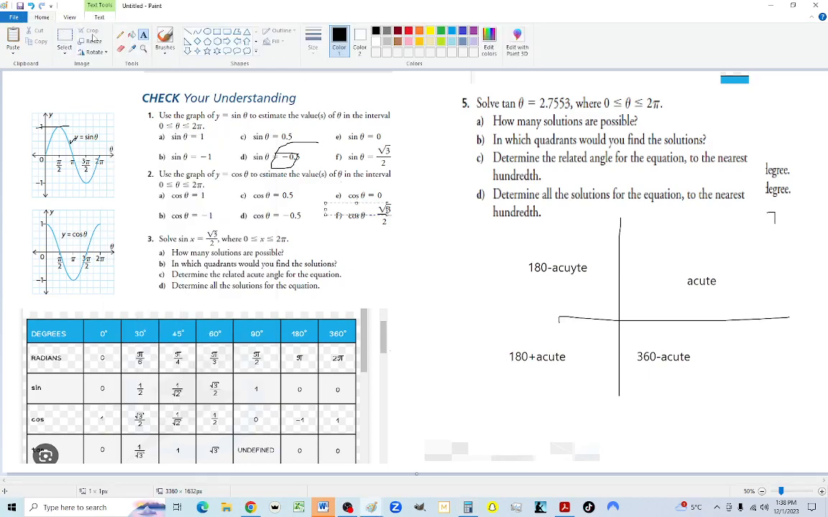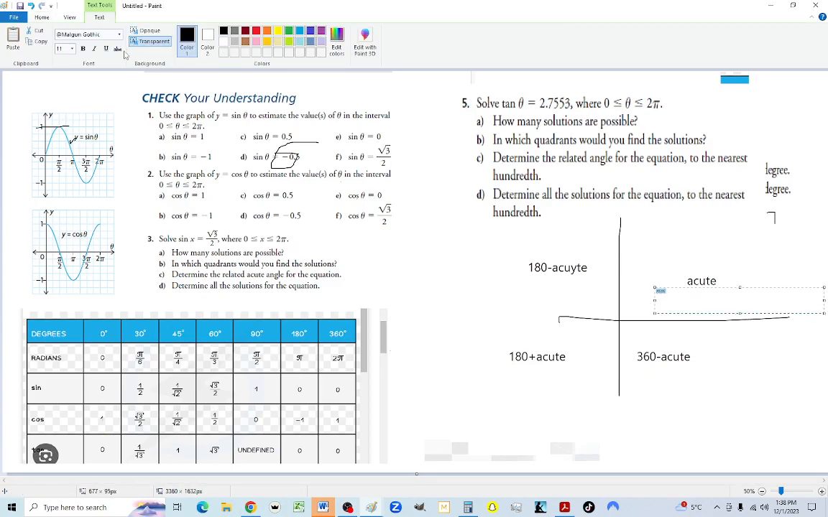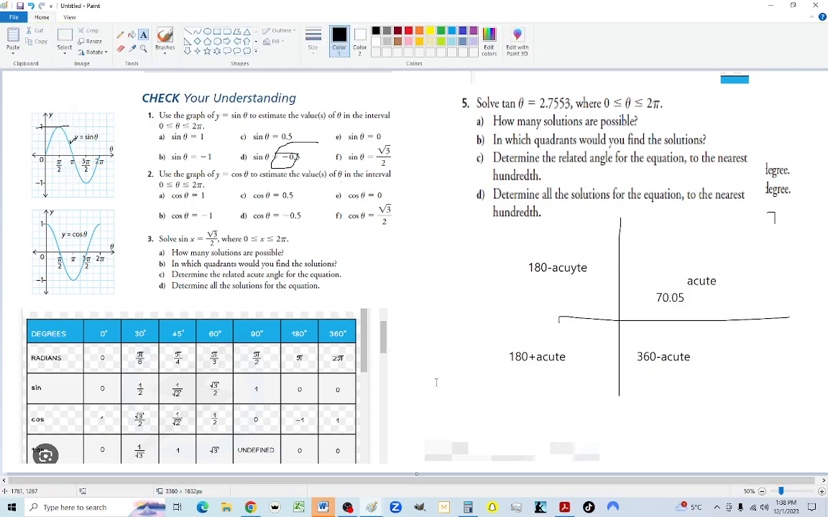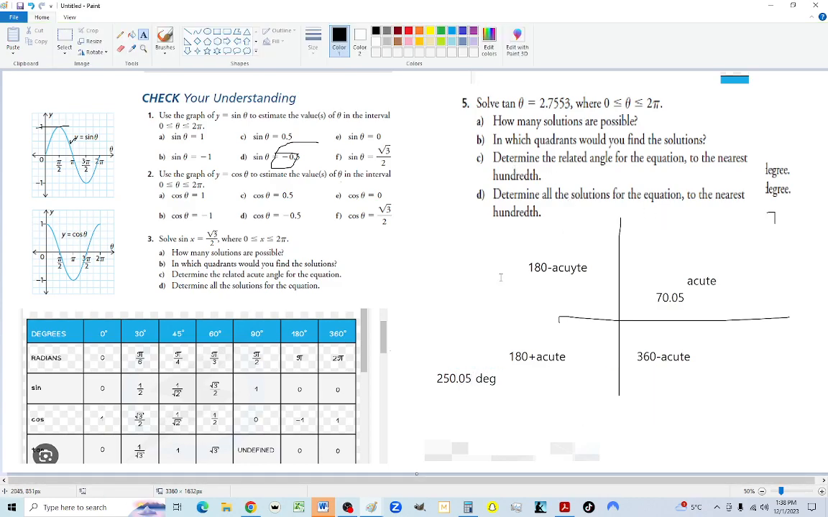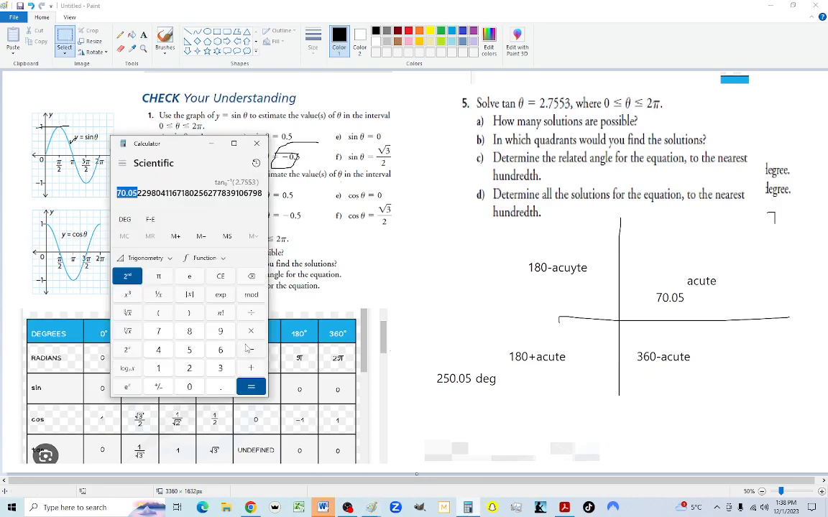And since tan is valid in this area, our answer is 70.05. And 180 plus 70.05 is 250.05 degrees, because they're giving us degrees. Oh, look at that, it's radians. So now we have to do it again. I'm going to go back and take tan of it. We have to take this value, switch to radians, and take the arctan.